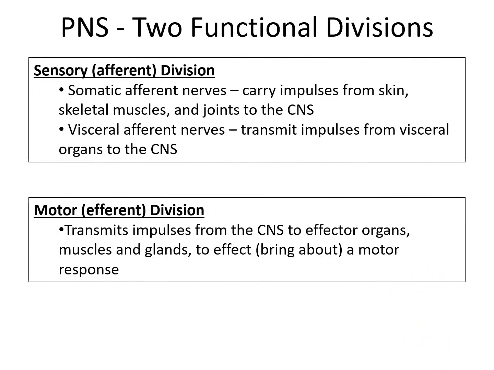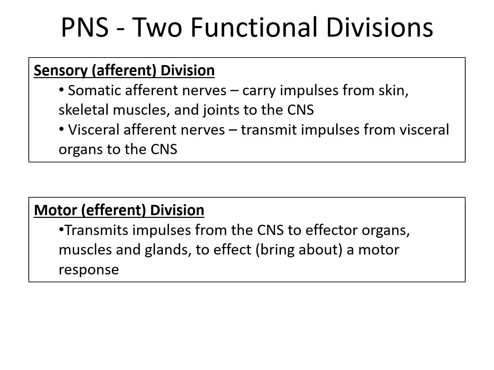Now we'll see what the peripheral nervous system is. The peripheral nervous system has two functional divisions. One is sensory, that is afferent. Afferent means any sensation carried from the periphery to the center, that is the central nervous system, the brain or the spinal cord. That's why it is called the sensory division, otherwise called afferent. The somatic afferent nerves carry impulses from skin, skeletal muscles and joints to the central nervous system. And visceral afferent nerves transmit impulses from the visceral organs to the CNS.